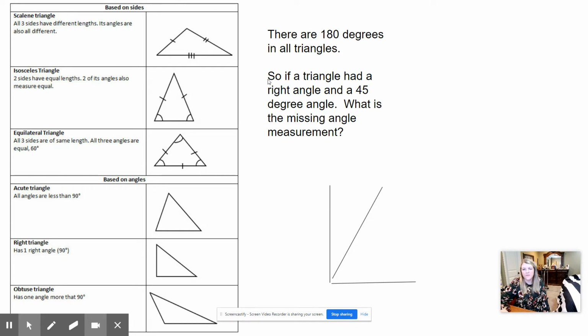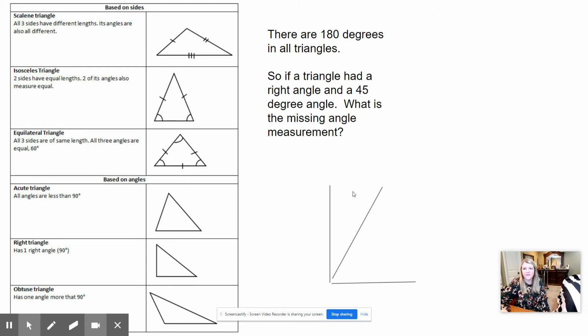Again, we said that all the angles add up to 180 degrees. So if I had a triangle that had a right angle, that would make it a right triangle, and it had a 45-degree angle, and I wanted to know what the missing angle measurement would be, then since I know it has a right angle, we would do 90 degrees plus the 45 degrees. We would add those two together, and then subtract to get the missing angle. We end up with 45 being the missing angle, because 90 plus 45 plus 45 would give me 180.